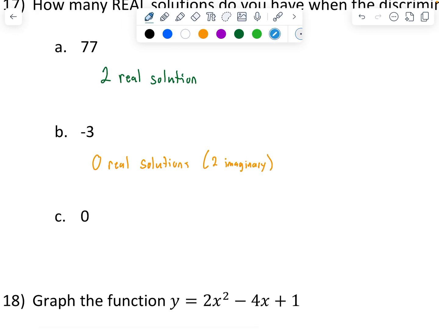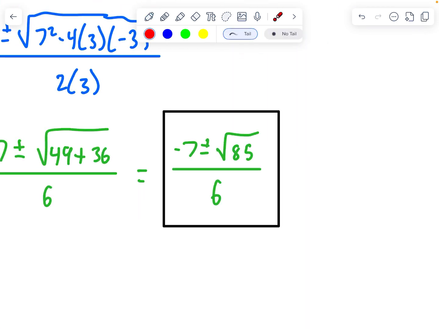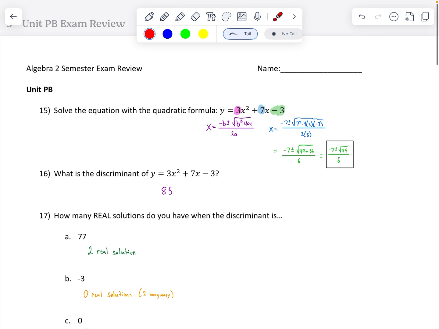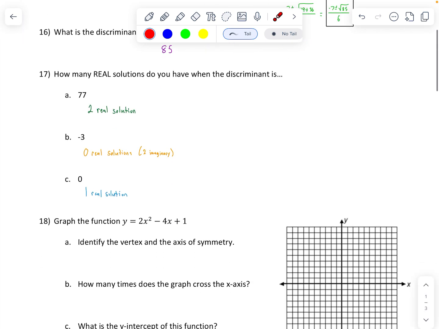And when your discriminant is 0, you get 1 real solution. And that is because when that part is 0, so if we come up here, if this number is 0, then square root of 0 is 0. And it's basically like this is just 0. And so you get -7 plus 0 and -7 minus 0 are the same number. And so you would get the same answer twice, which means you get 1 real solution.